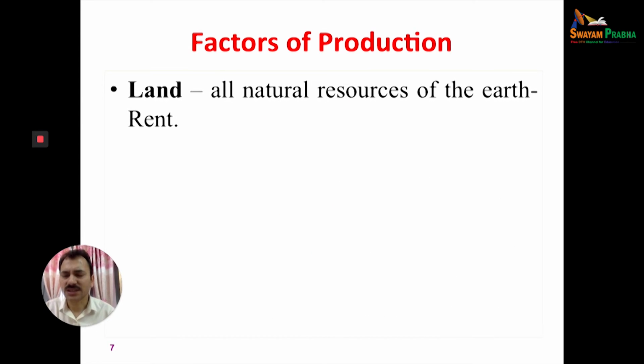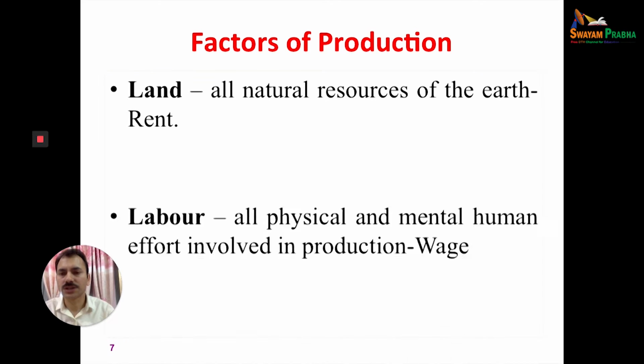Now, let us discuss briefly these concepts, for example, land. Land means all natural resources of the earth. Land includes all the goods which are available to us through nature: forest, fishery, mining, sunshine. All on this earth is called land. And for the use of land, we pay rent. The payment made to the land is called rent.